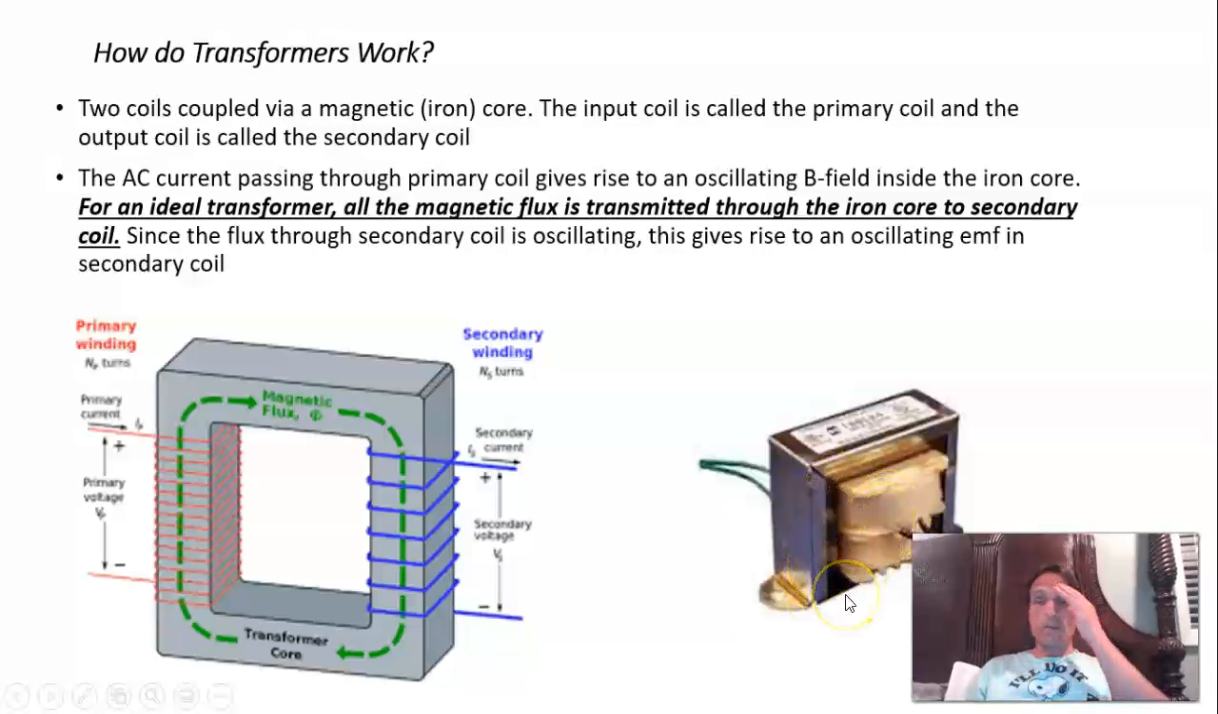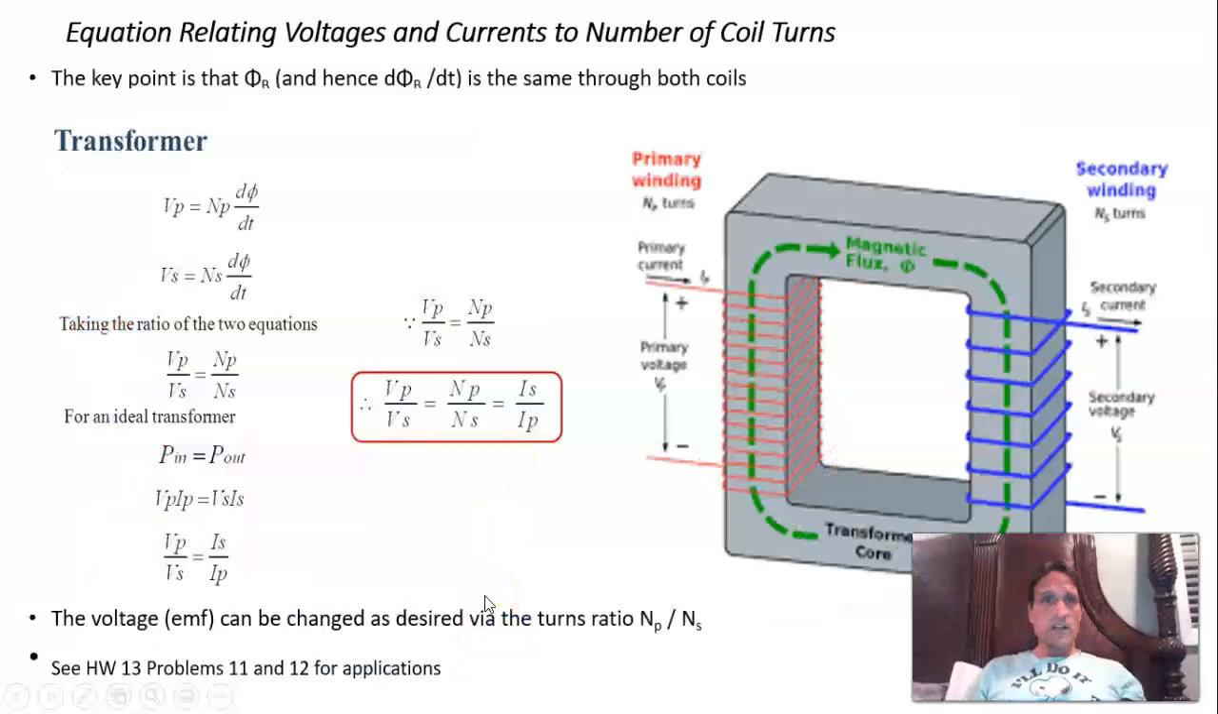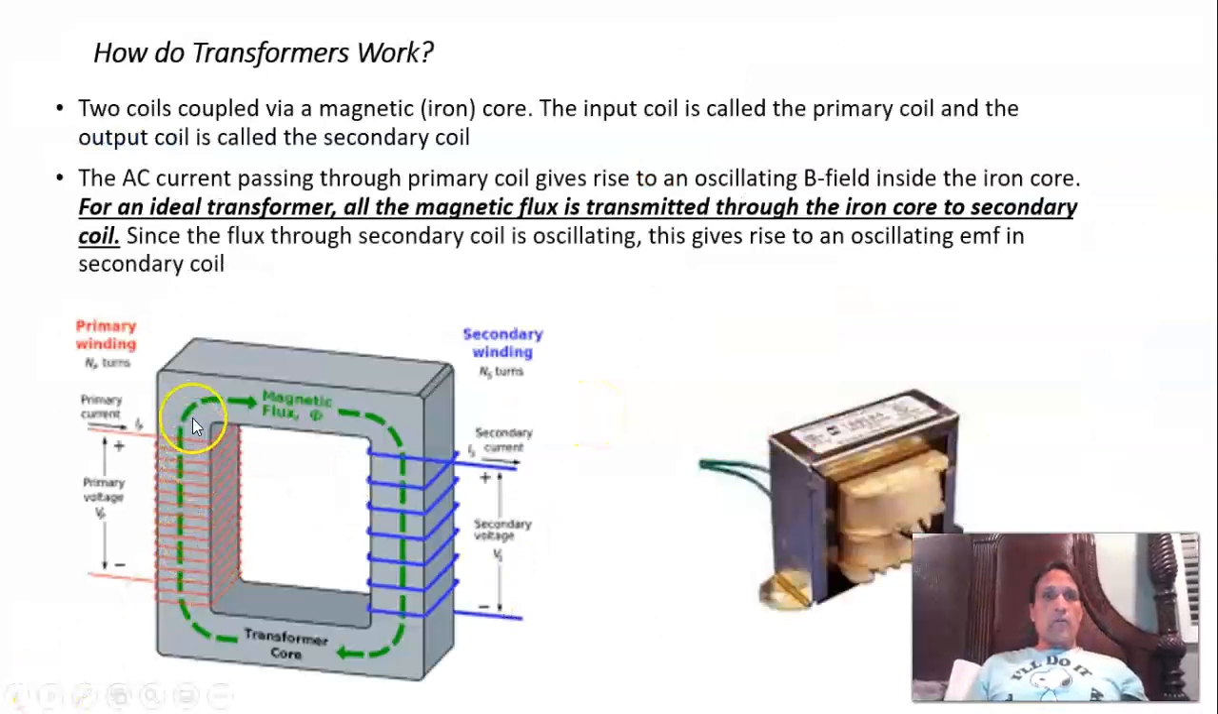Here's an example of one. The primary windings are black, and the secondary windings are a different color, in this case green. What we want to do next is derive an equation which relates the primary voltage, meaning coming in, to the secondary voltage, which is coming out. The key point in doing this, as we apply Faraday's law, is that the magnetic flux through the primary coil all gets transmitted to the secondary coil. None of it is lost.